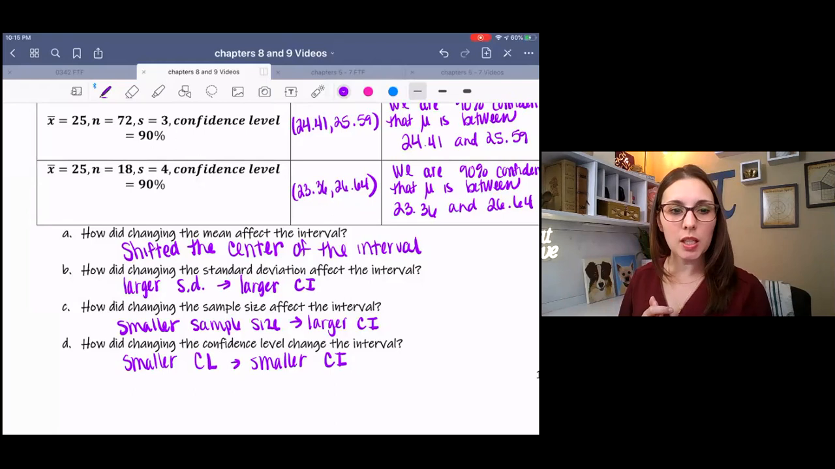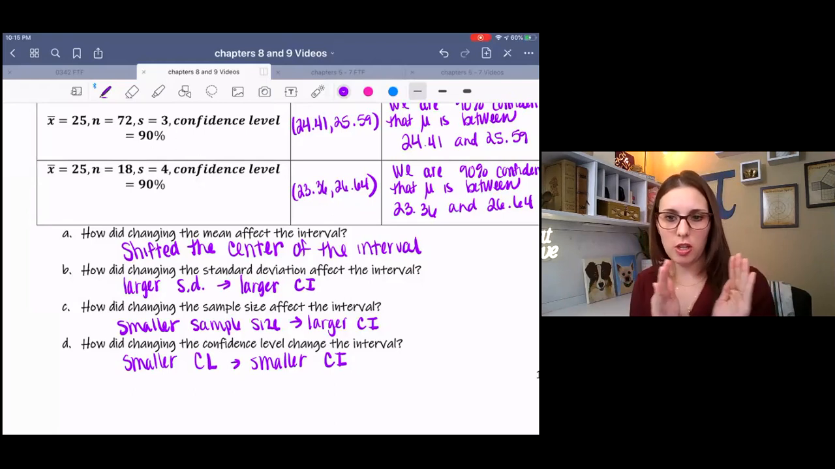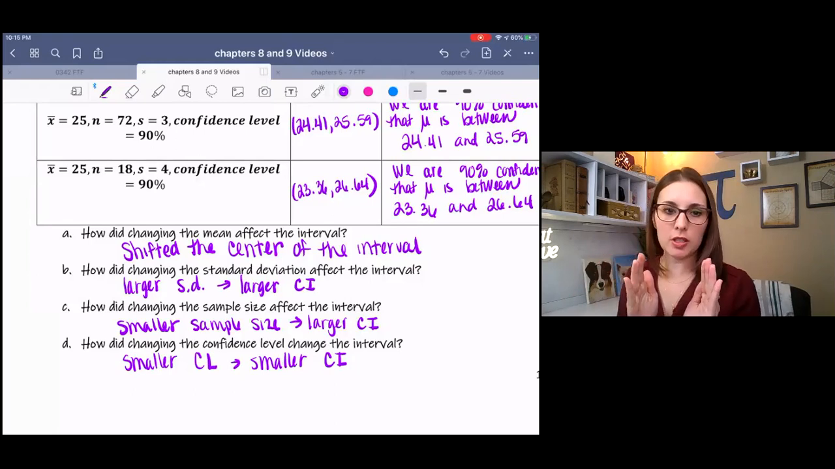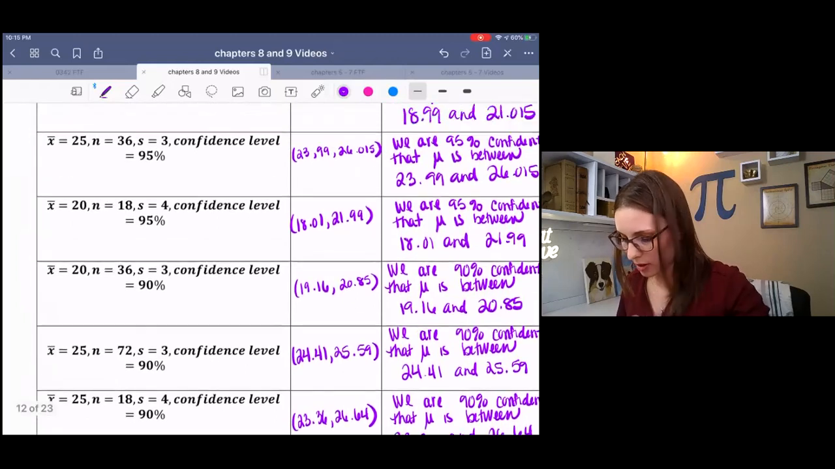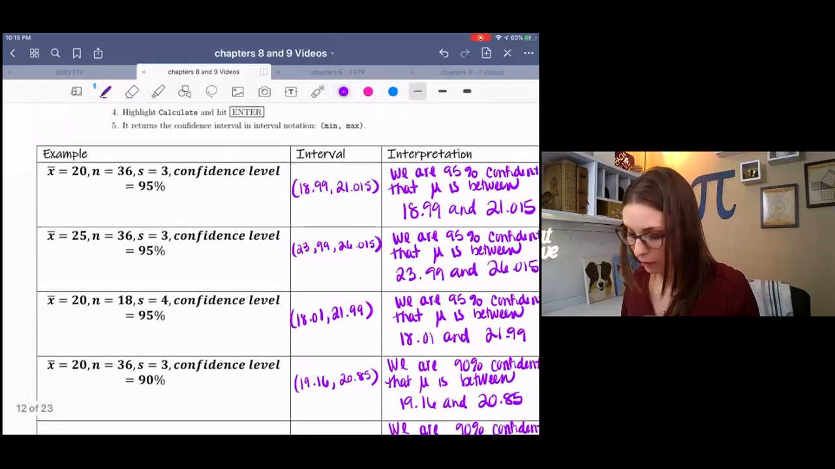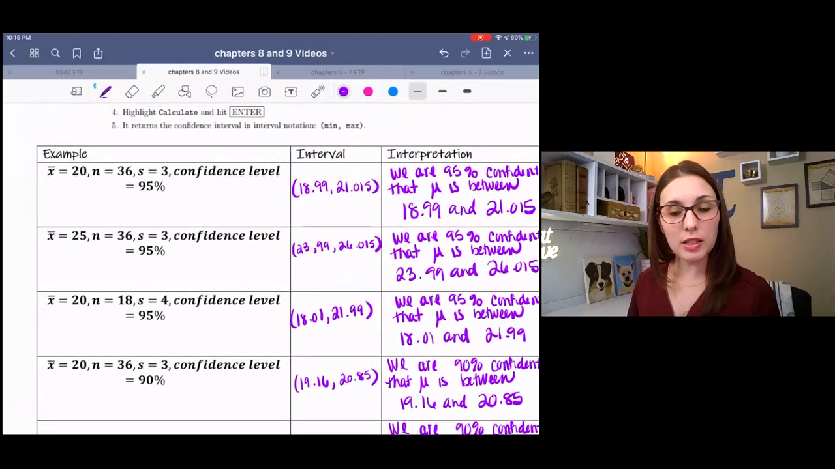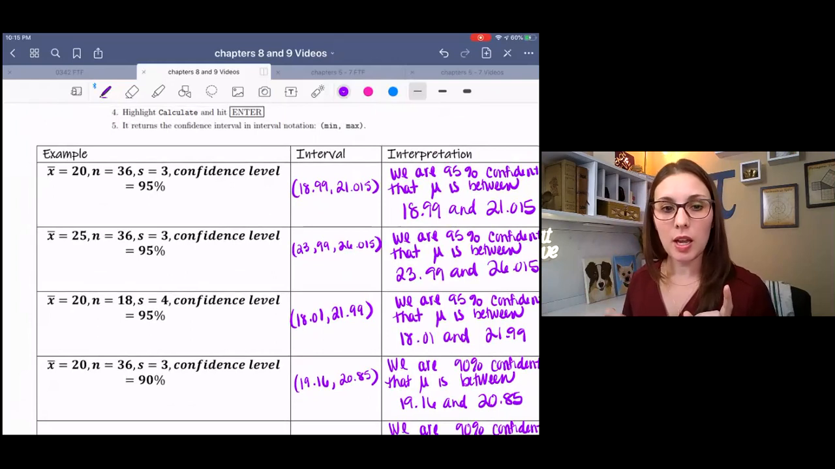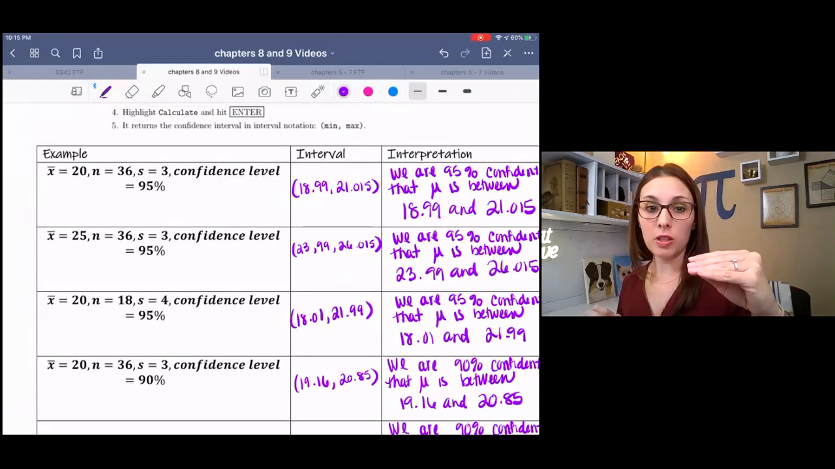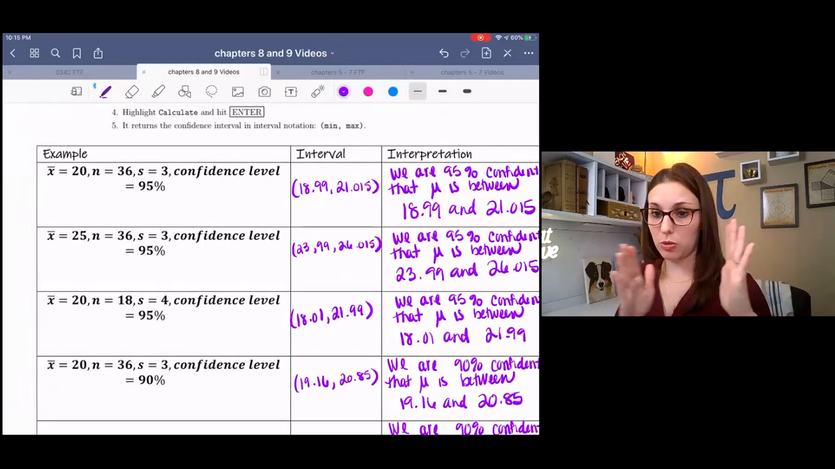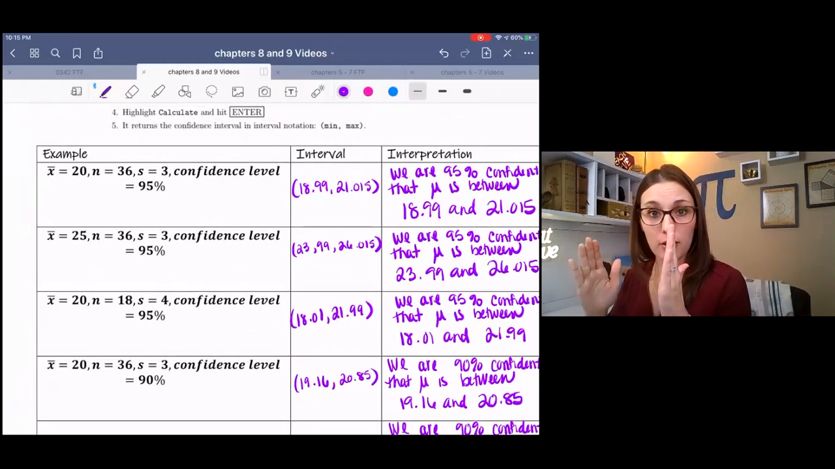When the mean changed, it basically just shifted over our confidence interval. So it shifted the center. And the example that shows that is the first two boxes, everything is the same except for the mean. And so if you'll notice, the mean increases by 5. And if you look at the confidence intervals, they also increase by exactly 5. So it was literally just shifted over 5 on a number line.